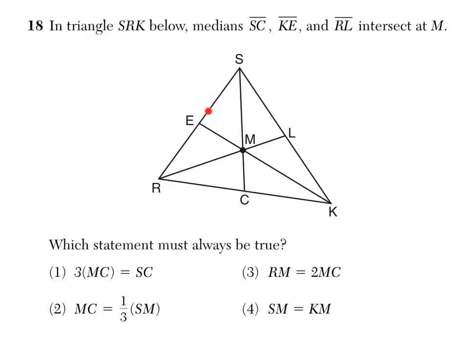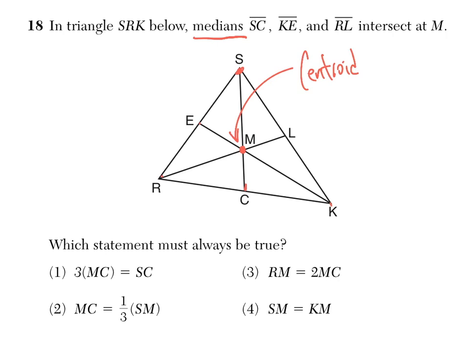Question 18 says, in triangle SRK below, medians SC, KE, and RL intersect at M. And then it says, which statement must always be true? Well, the key word in this statement for me is medians. And we remember that a median is the line segment that connects the vertex right here to the midpoint of the opposite side of the triangle. And it's doing that for each of these three vertices, S, K, and R. This intersection right here is called the centroid. Now, what's unique about the centroid? It cuts the medians into a 2-to-1 ratio.